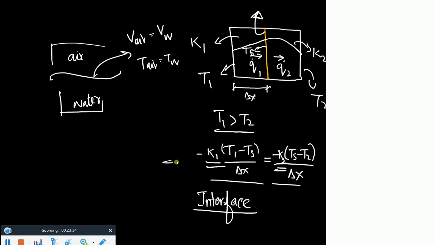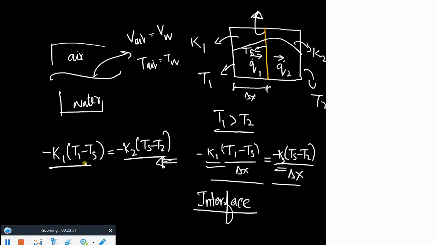Okay. Let me simplify it just to make it understood. This is K1 times T1 minus Ts, that delta X remains the same, so this is minus K2 times Ts minus T2. So this is what needs to be equal. So what is your question? K2 and T2 can be different from K1 and T1. So obviously they should be. So why can't Q1 and Q2 be different?